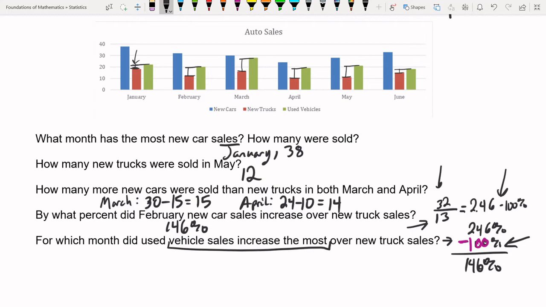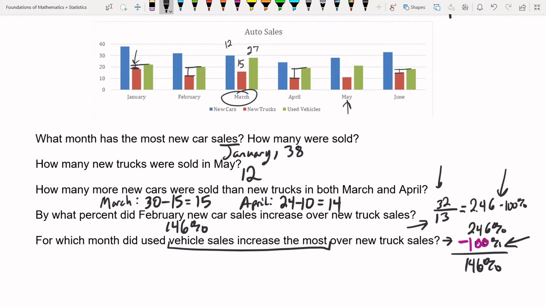It's asking for which month did used vehicle sales increase the most? Which one of these distances is the biggest? I would say March. It could be May, but it's definitely not any of the other ones. So in March, this looks to be about 27, maybe 28. I'd say 27. The new trucks looks to be about 15.